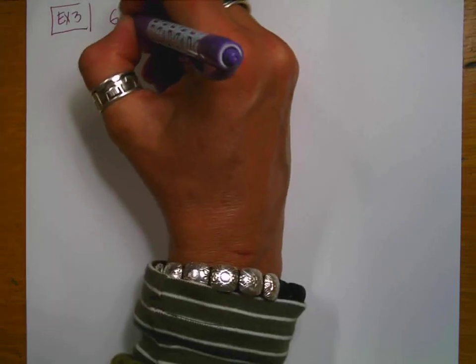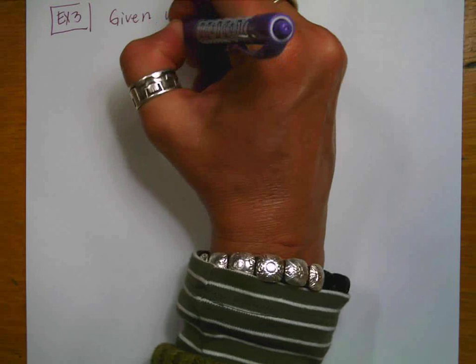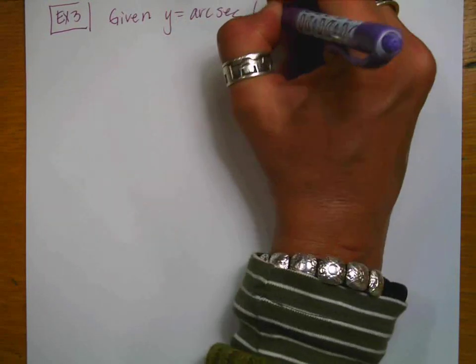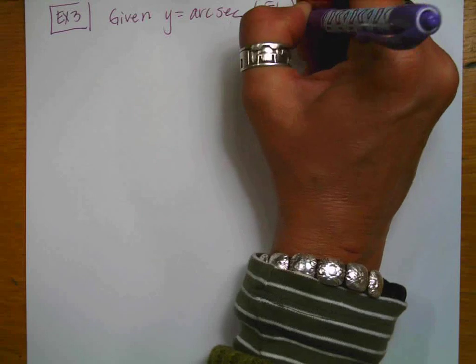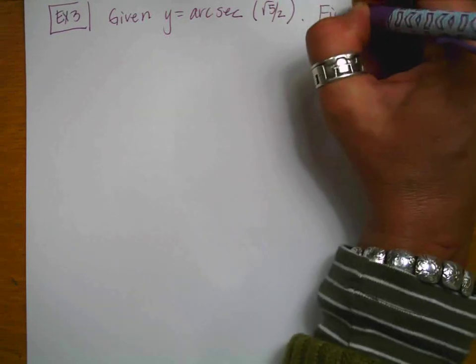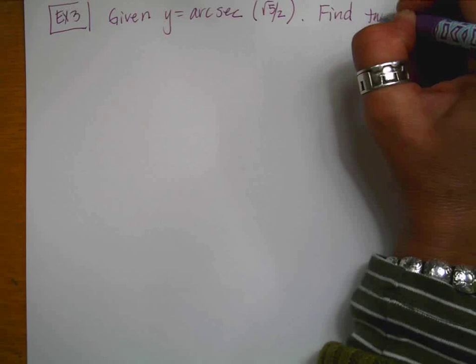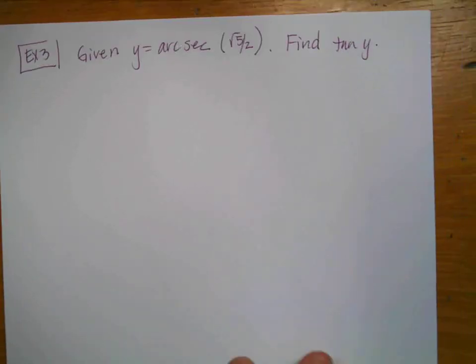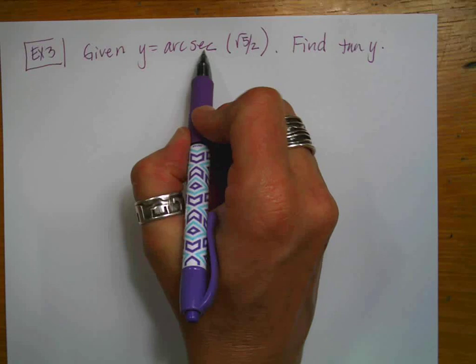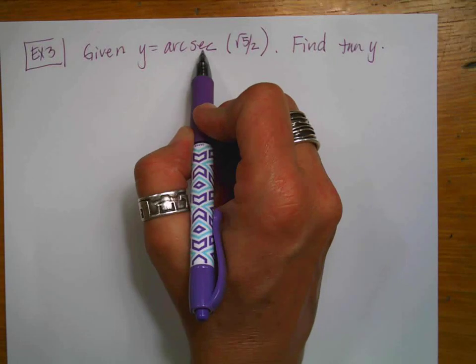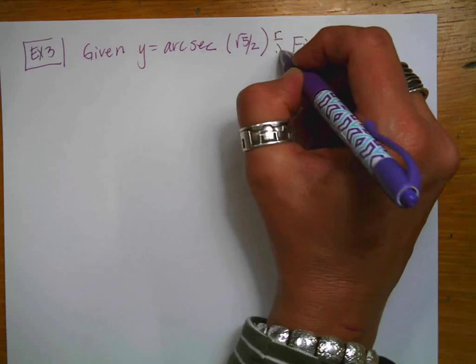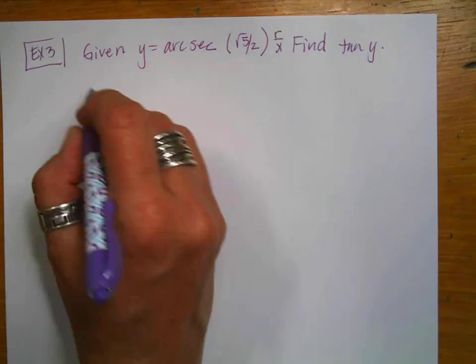We're going to be given y is equal to the arc secant of radical 5 over 2, and it says find the tangent of y. Okay, so we're going to approach this problem the same basic way that we did. Remember that secant is the reciprocal of cosine, so that means that this ratio is going to be r over x.